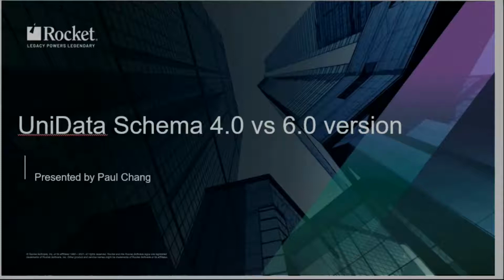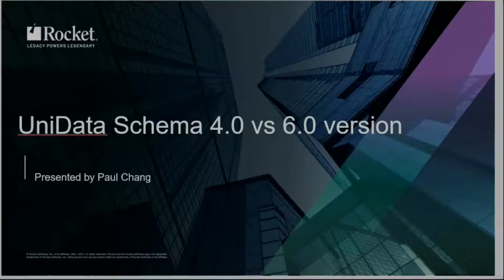UniData Schema 4.0 actually started with UniData version 4.1. Until UniData 6.0, we started to support another schema. The new schema 6.0 is more flexible and more efficient to work with. Right now, only about 5% of customers are still using 4.0.